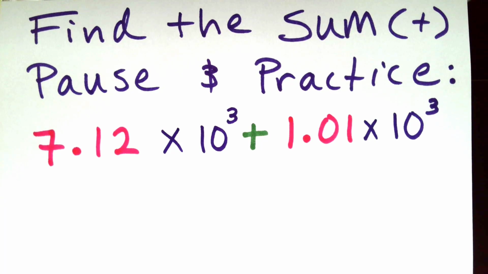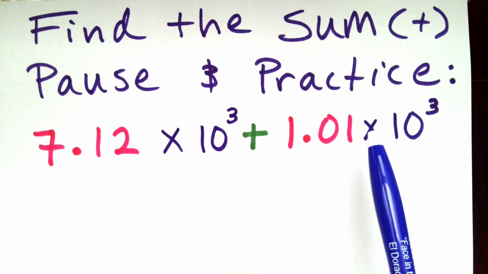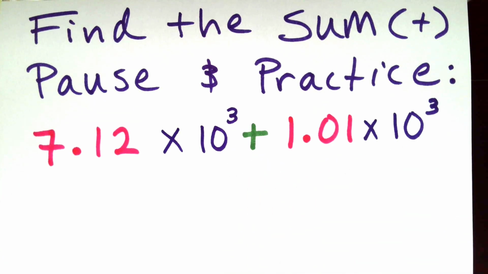We are adding scientific notation. I have a few problems here that you can stop and pause the video, practice, and let's see how you do with your answers. I will return shortly with the correct answers. So here we have coefficient 7.12 times 10 to the third power plus 1.01 times 10 to the third power.